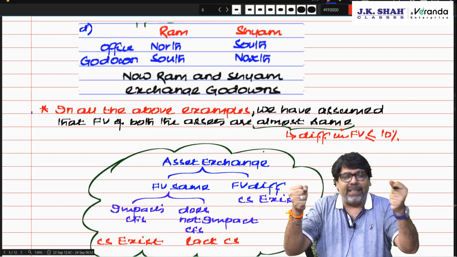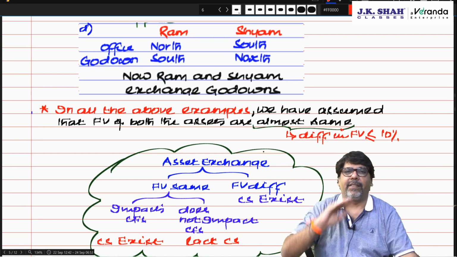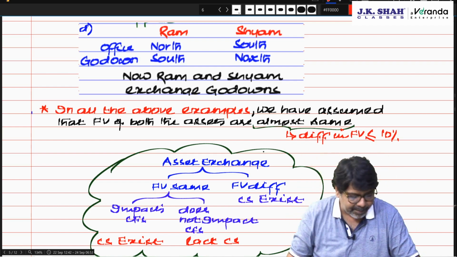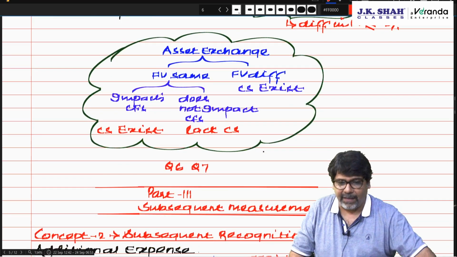The difference in their fair value is not substantial. Substantial means more than 10%. Now, chartered accountants, understand this very, very carefully.